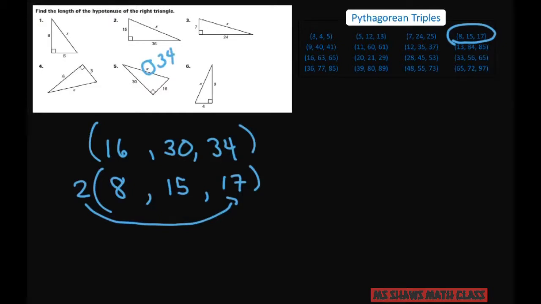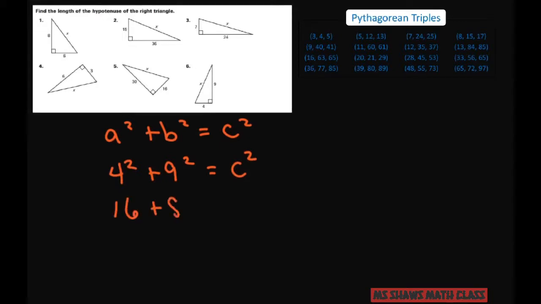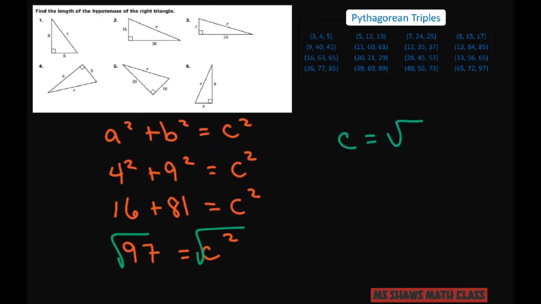And then for the last one, we can't divide this, and it's not a triple. So let's go ahead and say a squared plus b squared equals c squared. So we get 4 squared plus 9 squared equals c squared. So 16 plus 81 equals c squared. So this is going to be 97 equals c squared. Take the positive square root of both sides. So you get c equals square root of 97.